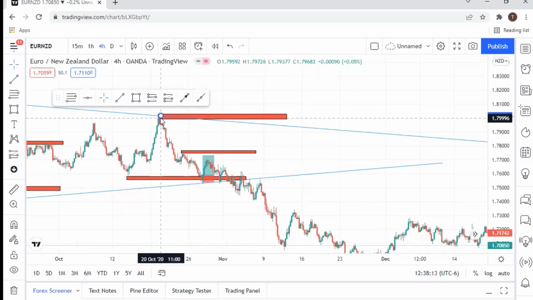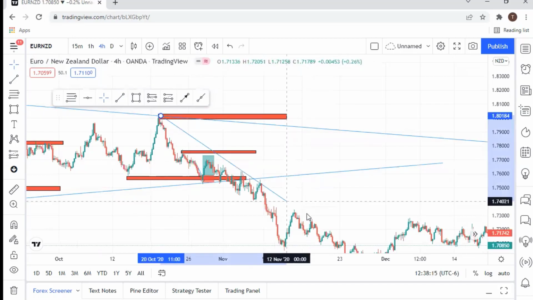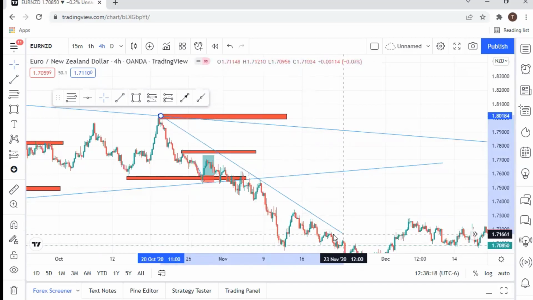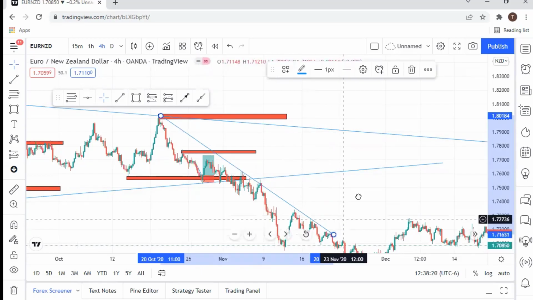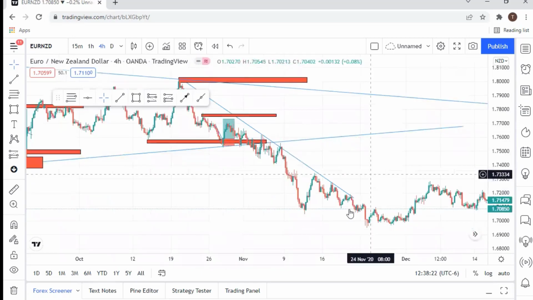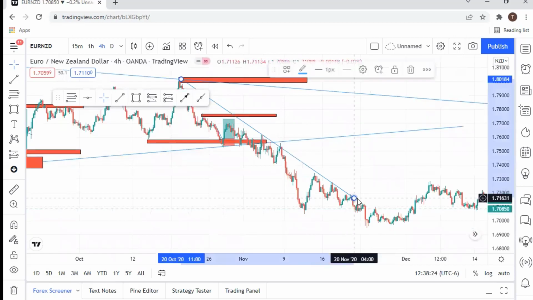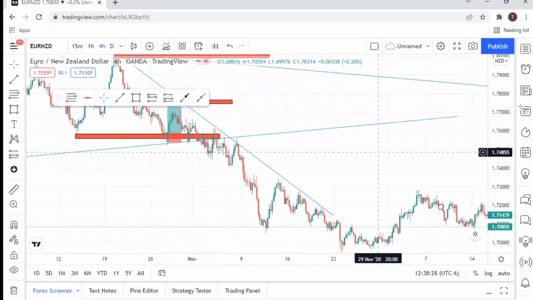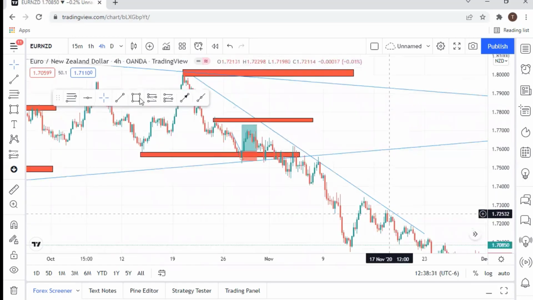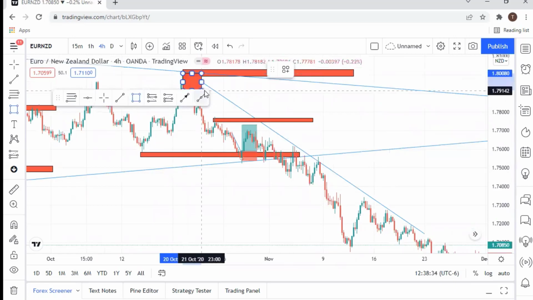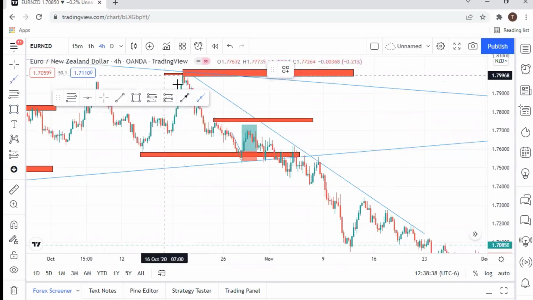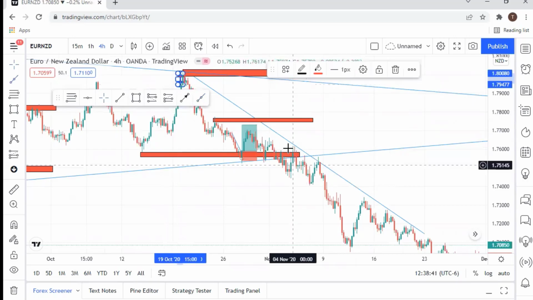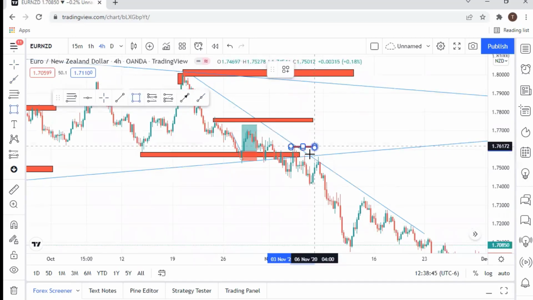Picture here. Here happens to be the first touch. And of course, I will get something like this, something of this nature. If I get something of this nature, as you can see, here is already what? Our first touch. Here is our first touch, as you can see. Here is our second touch.